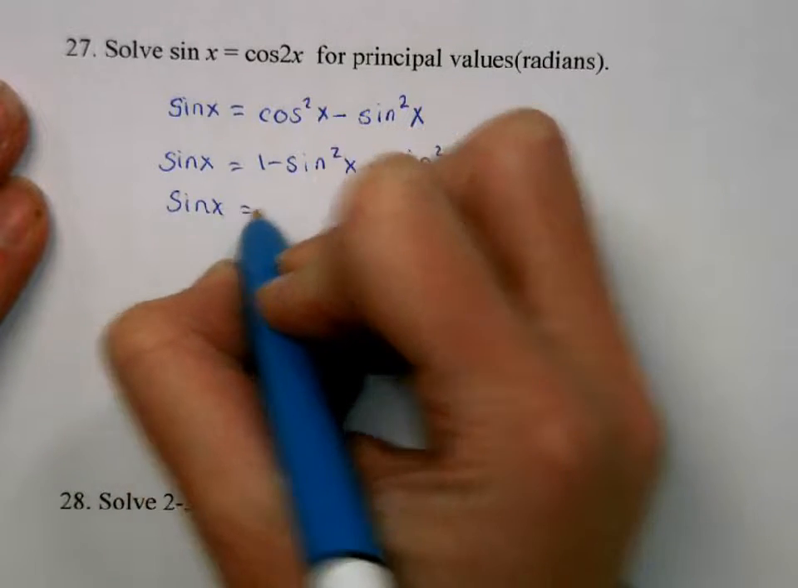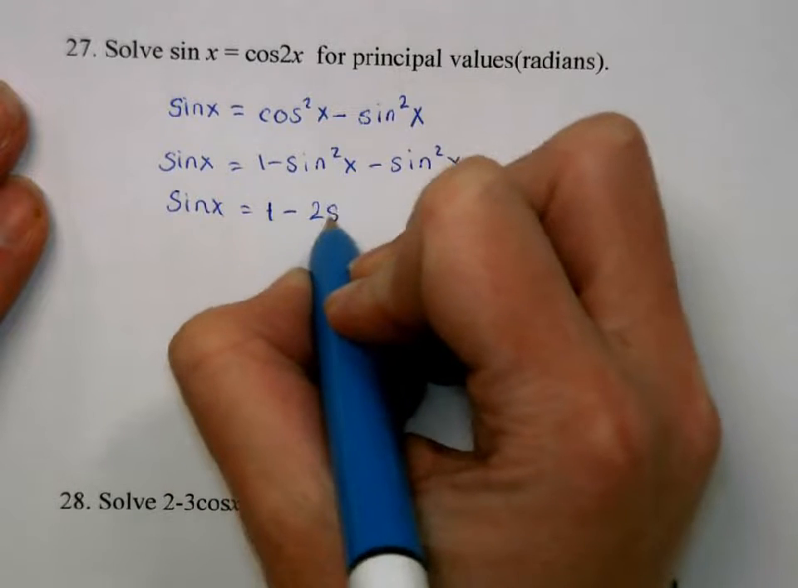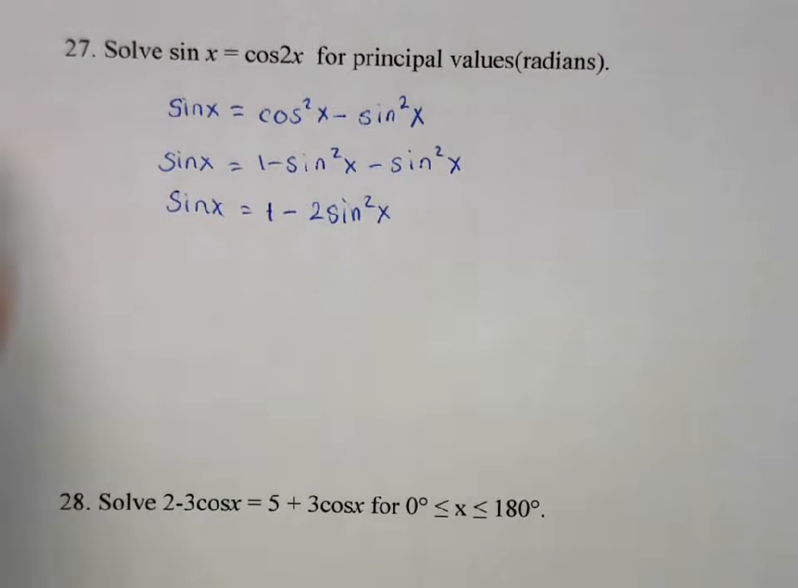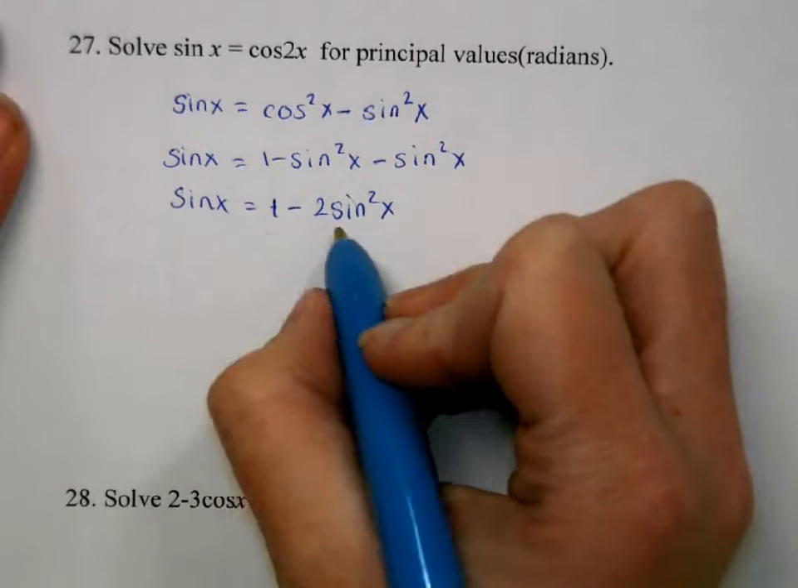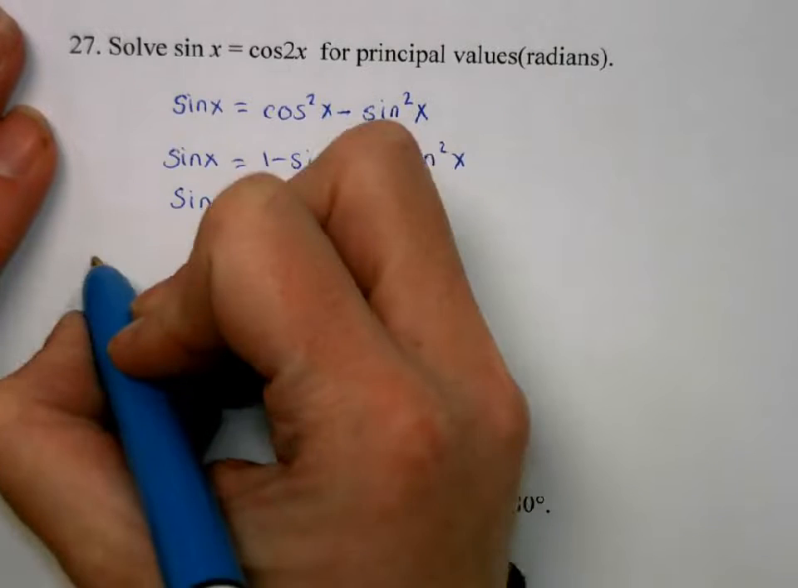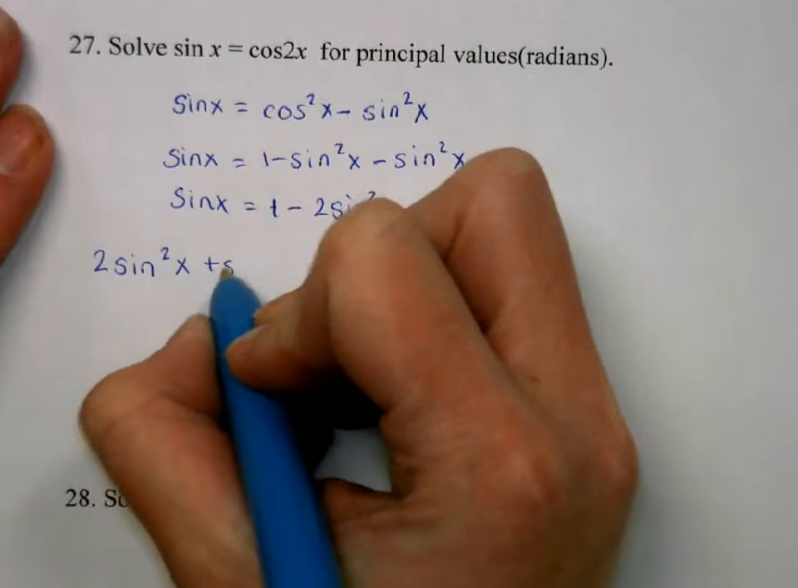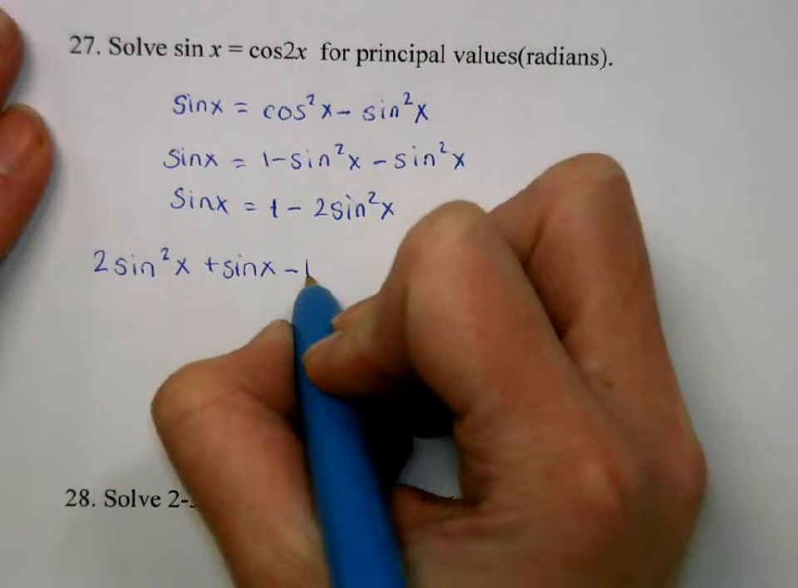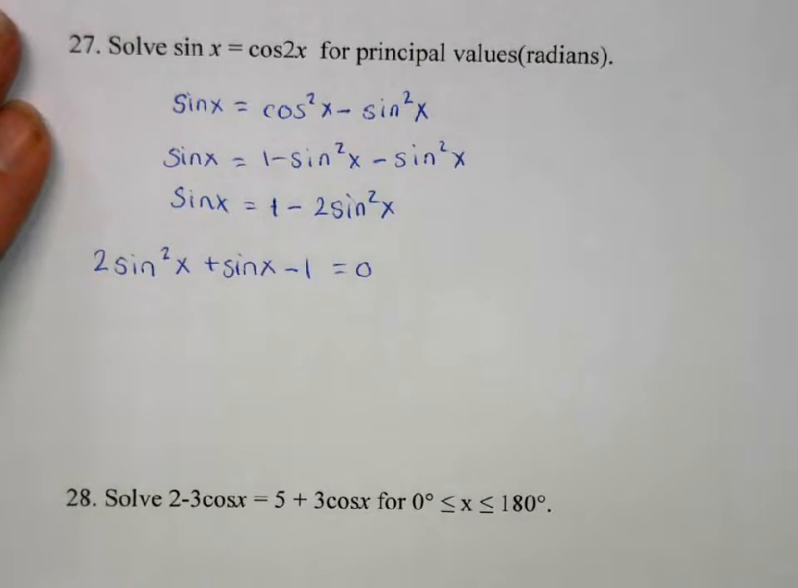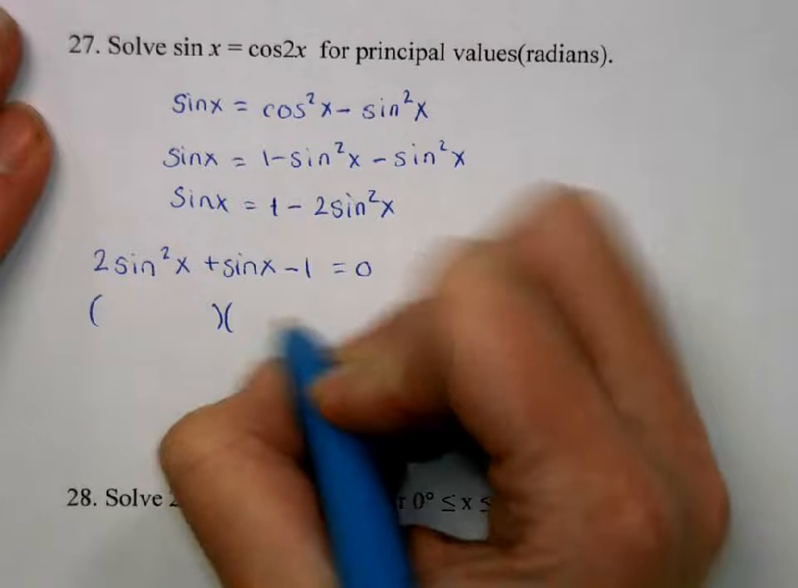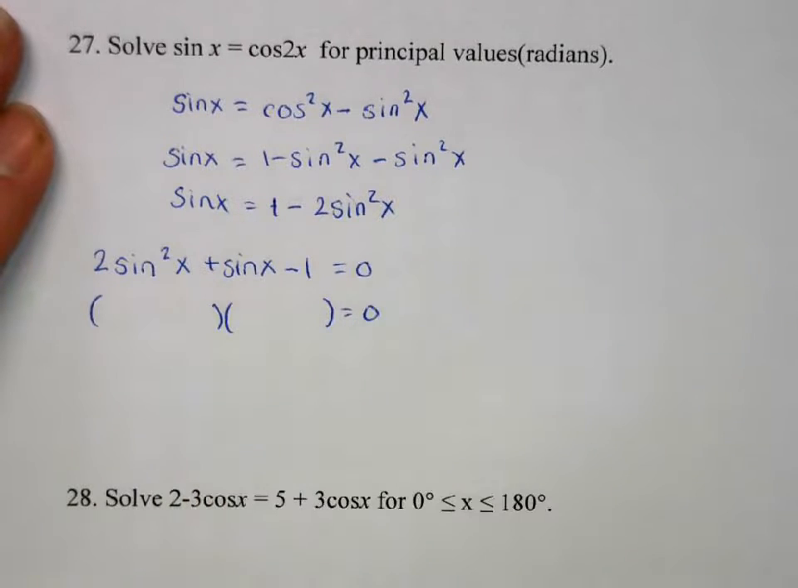Well, I'm going to have a trinomial, so I'm going to move everything to one side. Since this is minus, I'm going to move it over here. So we have 2 sine squared x plus sine of x minus 1. And then we're going to factor. This is pretty simple factoring because the numbers are real small. If this is a 2 sine squared, we have a 2 sine of x and a sine of x. And then if this is minus 1, this is 1 and 1.